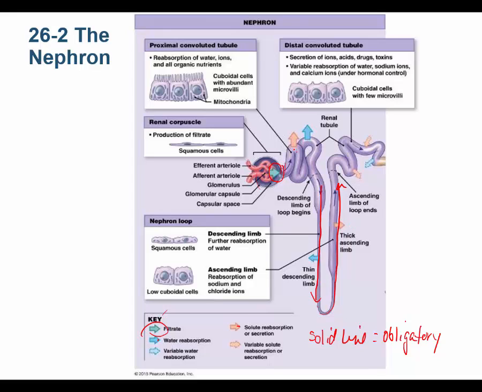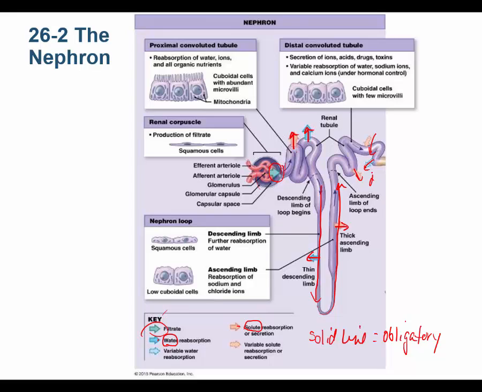If it's coming out, it's reabsorption. If it's going in, like there, it's secretion. All right. If it's tan, it's a solute. If it's blue, it's water. So this is, let me erase some of this. This is reabsorbing a solute. This is reabsorbing water. This is reabsorbing a solute. This is reabsorbing water. This is reabsorbing a solute, and this is reabsorbing water.